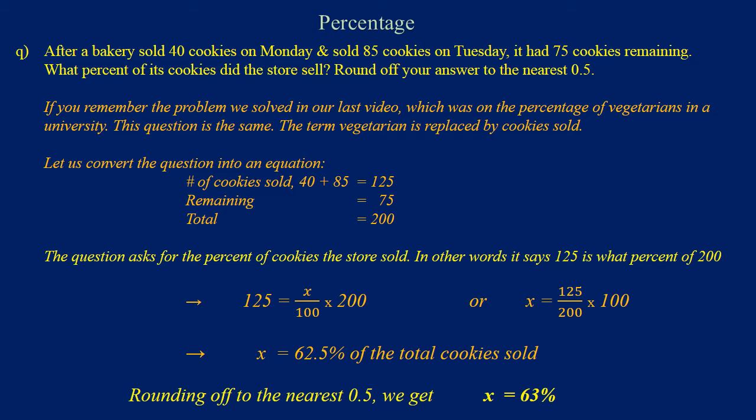We get the answer as 62.5. Now the question is also asking us to round off our answer to the nearest 0.5. What we're going to do is we're going to round off our answer, and it is going to be 63%, right? Our answer is going to be 63%. So 63% of the cookies have already been sold, right? So the number of cookies sold is 63%.